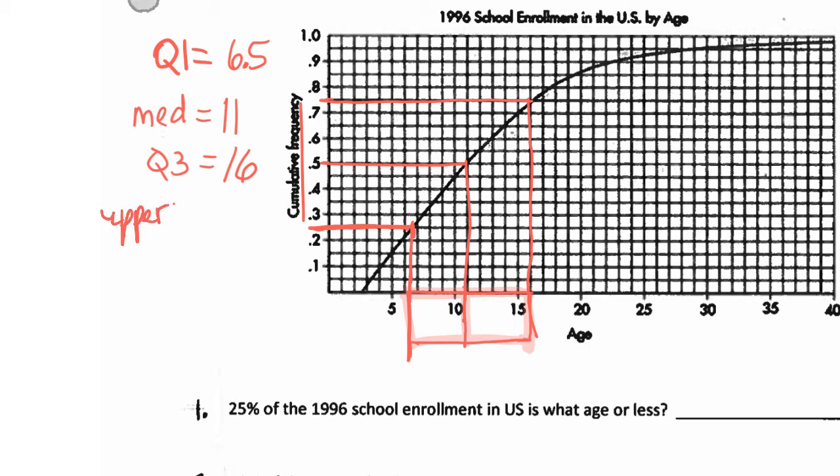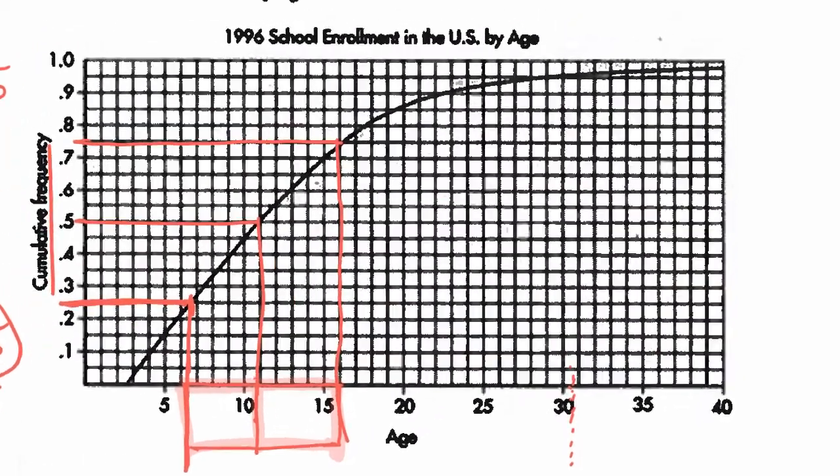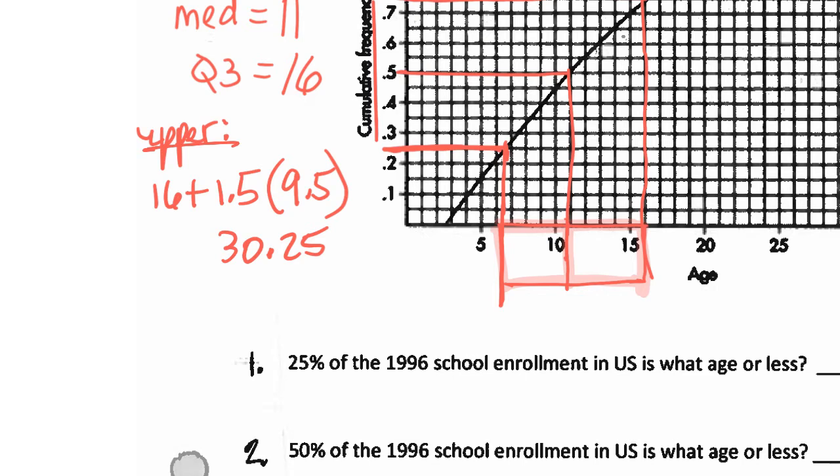Upper fence. Go for it. That's going to be my Q3 plus 1.5 IQRs. 30.25. So I'm going to put that fence over here. Okay, and then let's do my lower fence. I'm not really even going to do much. I'm not even going to fully compute this because I can tell I'm going to get a negative number.